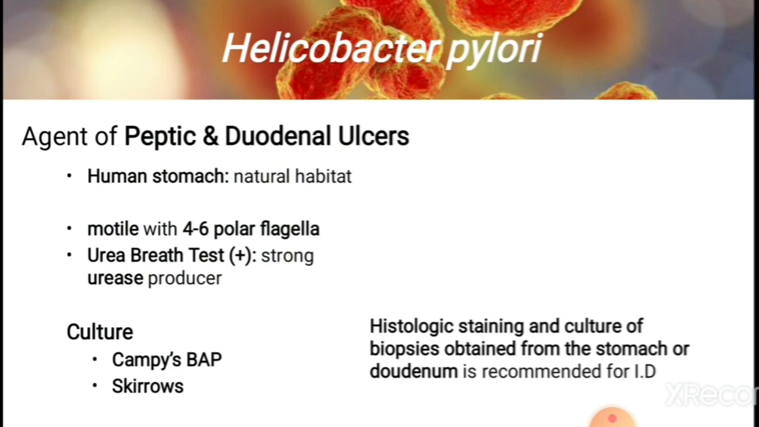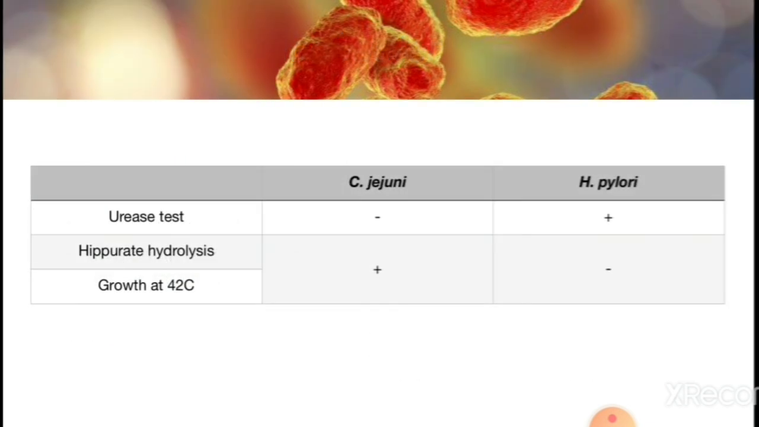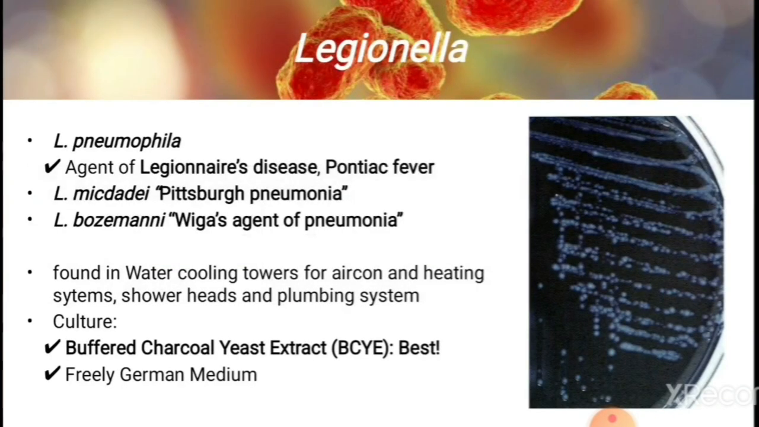The natural habitat is the human stomach, and Helicobacter pylori are motile with 4 to 6 polar flagella. You can use the urea breath test for this organism. If it is positive, it is a strong urease producer. Histologic staining and culture of biopsies obtained from the stomach or duodenum is the recommended specimen for identification. But you can also use Campy-BAP and Skirrow, the same as with Campylobacter species. In order to differentiate the two organisms, we can use the urease test, hippurate hydrolysis test, and growth at 42 degrees Celsius.